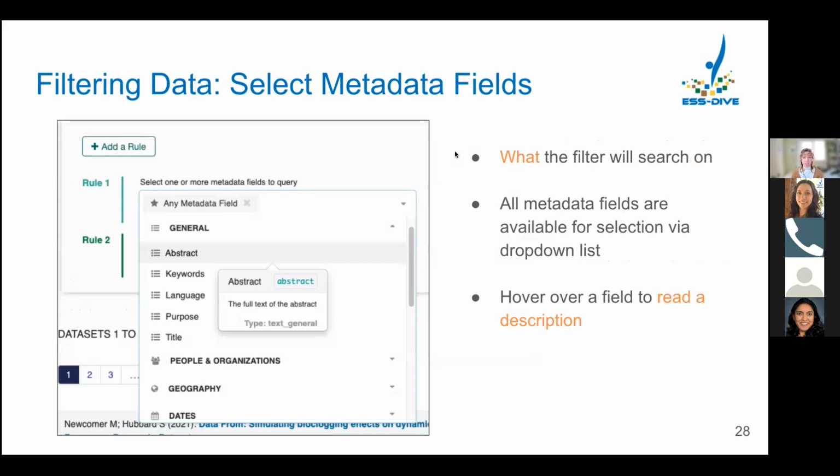The data filter tool has three main components. The first component that you see on screen allows you to select the metadata fields that you want to query on, that you want to filter on. So this allows you to choose what you want the filter to look for. You'll see when you're in the tool that a drop-down list will appear, and it has all the metadata that you see in a data package. And when you hover over each field, a description pops up to help you understand what exactly that field is.